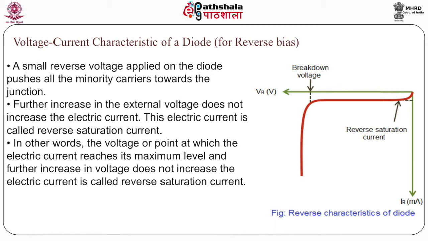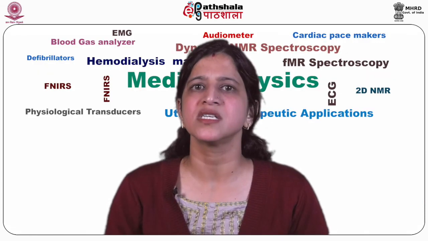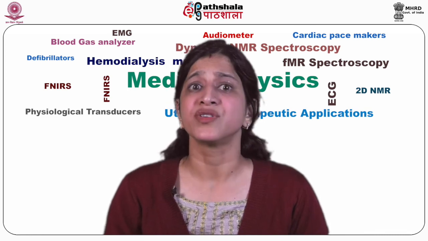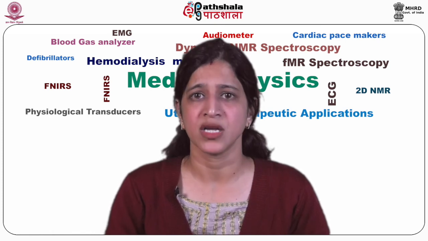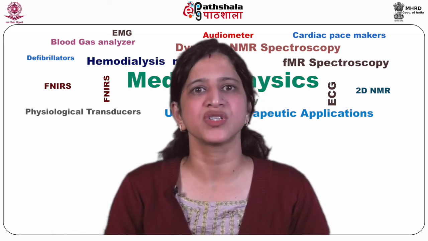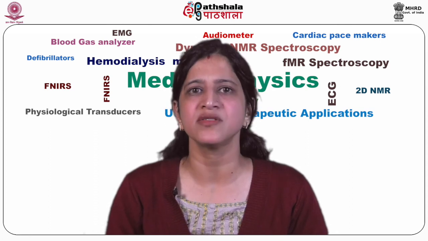This reverse saturation current depends upon a number of parameters, and ideally it depends upon the temperature of the PN junction diode. As temperature increases, the generation of minority charge carriers increases, because temperature gives more energy to break those bonds. Hence the reverse current increases with the increase in temperature. However, the reverse saturation current is independent of the external reverse voltage. Hence, the reverse saturation current remains constant with the increase in voltage.